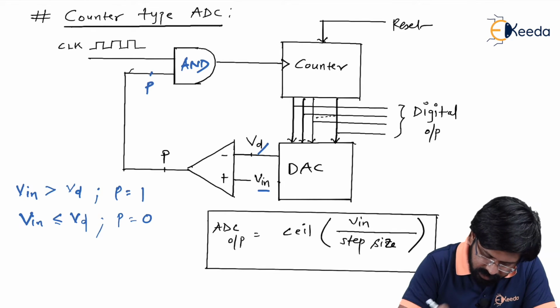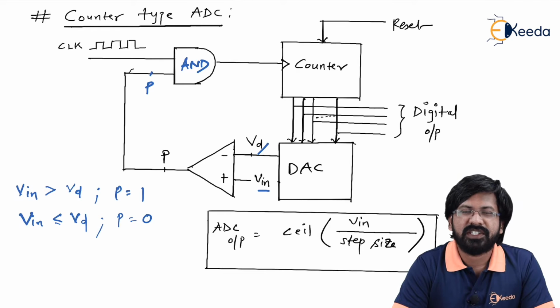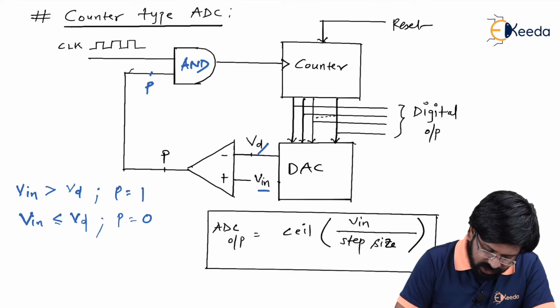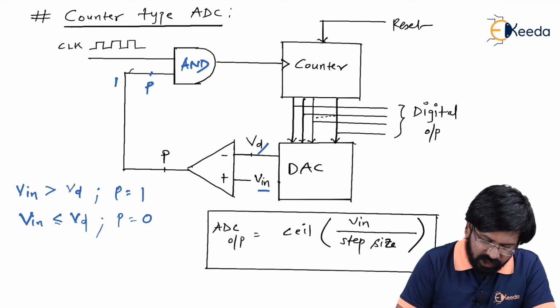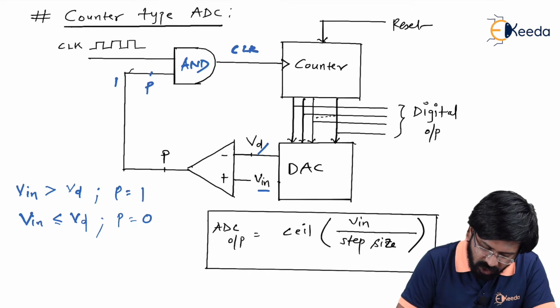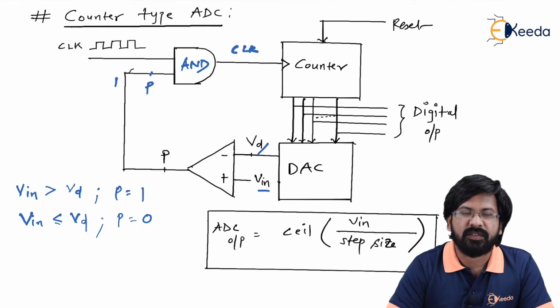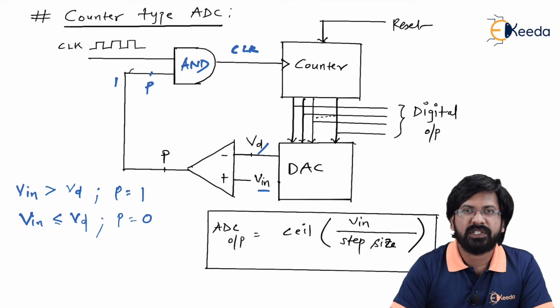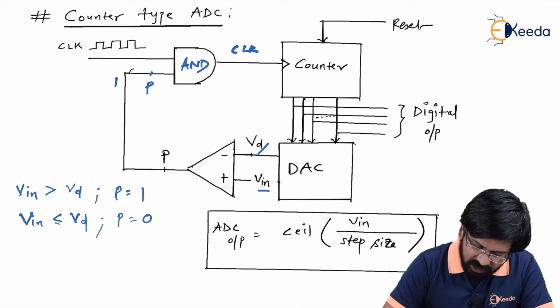One of the inputs is P here, and P can be either 1 or 0. Imagine if P is equal to 1, one of the inputs of the AND gate is connected to 1, so the output will be same as the other one. If 1 is provided here, the AND gate takes the product, so 1 into clock gives you clock. If clock is given, this counter starts running, because at every application of clock, this counter, which is basically an up counter, keeps on incrementing itself. Initially, it is reset to 0 with the help of this reset signal.